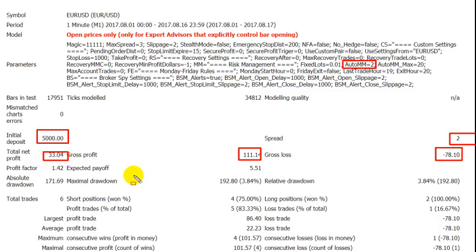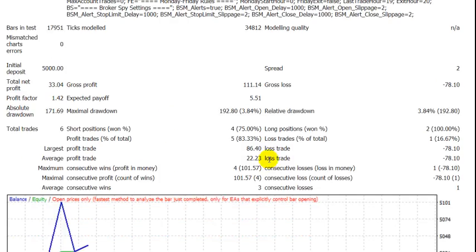Some people are saying that's not very good. Our profit factor is 1.42, which means for every dollar risked, you'll make $1.42 back. So about 1.5. Not great, not bad. What else do we have here? Largest profit was $86. Largest loss was $78.